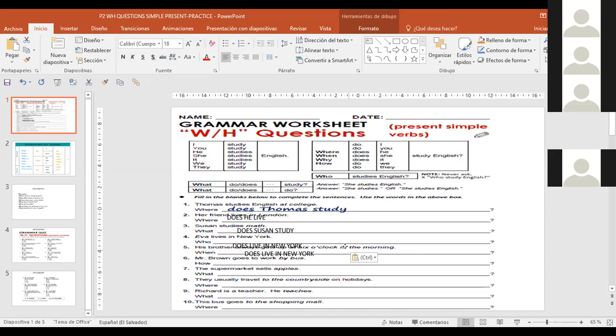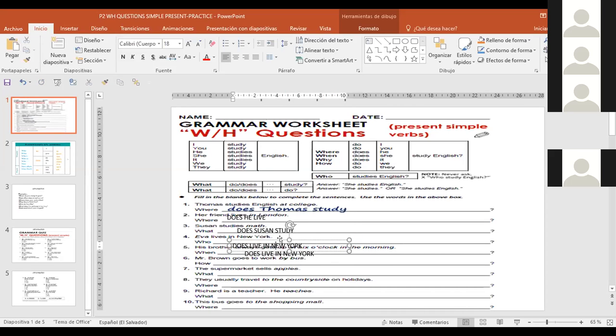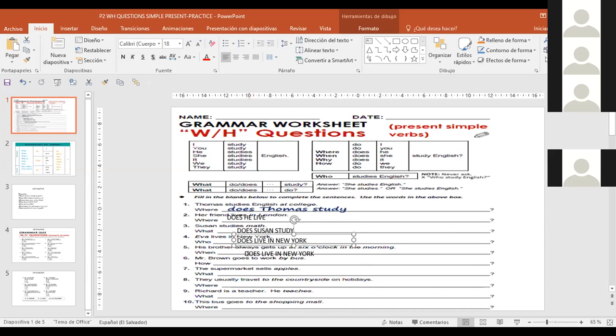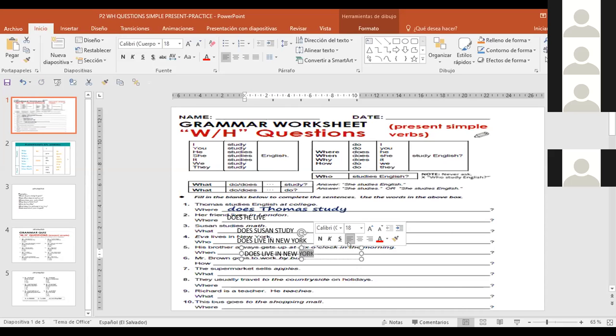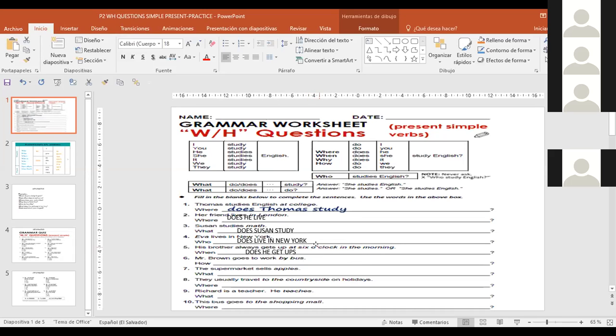Number five says, when do? Ajá, his brother always gets up at 6 o'clock in the morning. When do? Do when pero está hablando de his brother. Entonces, his brother is he, ¿verdad? When does he get up, ¿verdad? Y ahí ya le quitamos la S porque como lleva un auxiliar, ya no necesito esa letra S en el verbo principal. Very good.